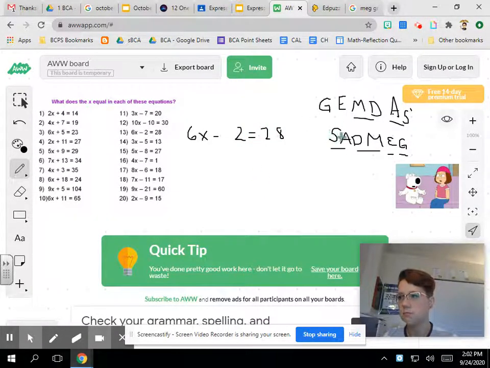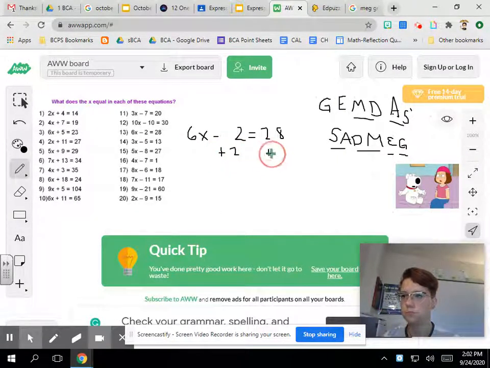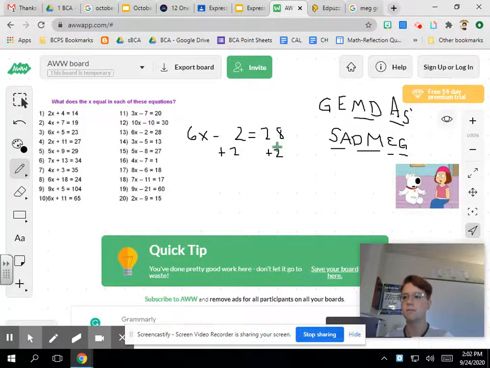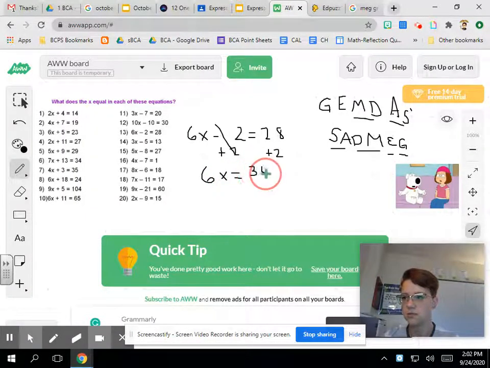SADMEG says we subtract and add. So what's happening on the same side as x? We are subtracting 2. Let's get that to 0 by adding 2. Think of it like a balance. Whatever you do to one side, you do to the other. We want to keep it balanced. So negative 2 and positive 2 are additive inverses. That leaves us with 6x on the left-hand side and 30 on the right-hand side.